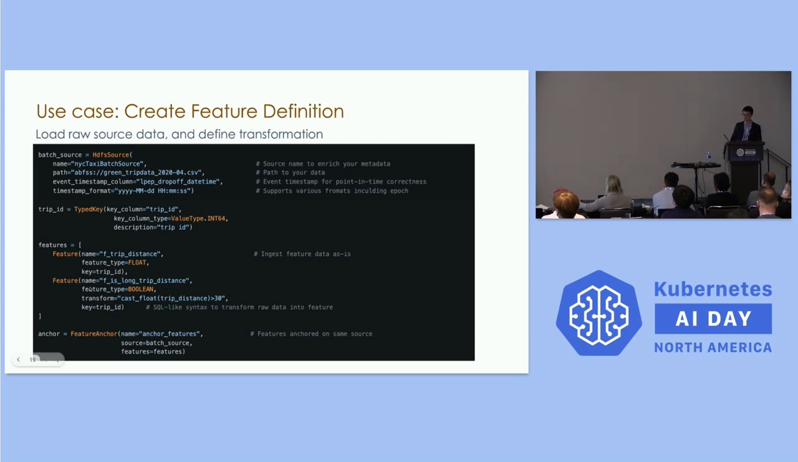For features, if the feature is already featurized, then you can just take out the assets, like for trip distance. And as another example, if you want to transform your raw data into a different feature, you can do that using SQL or Python as well. Here, we use SQL to say, okay, if this is a long trip distance. And lastly, you group them together into a feature anchor. A feature anchor means a few features that anchor to a specific source. So here you define your first two features for one source.